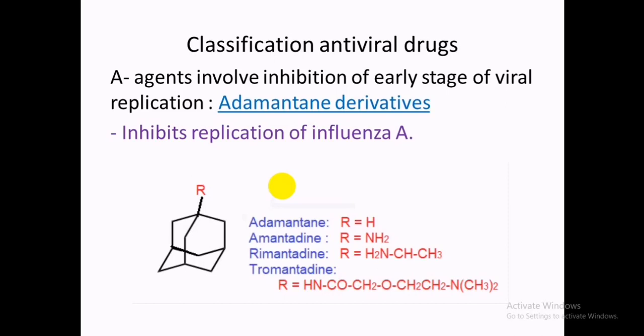Classification of antiviral drugs. Antivirals can be classified into agents that involve inhibition of the early stage of viral replication, such as adamantane derivatives or the adamantane group, which inhibits replication of influenza A. This includes amantadine, rimantadine, and tromantadine, which differ only in a functional group.